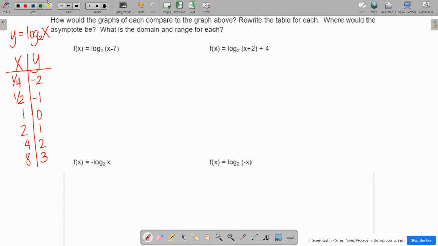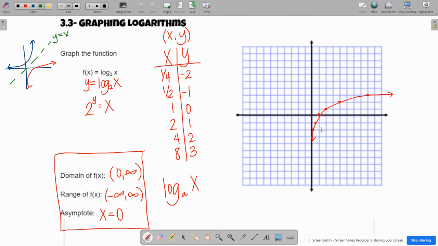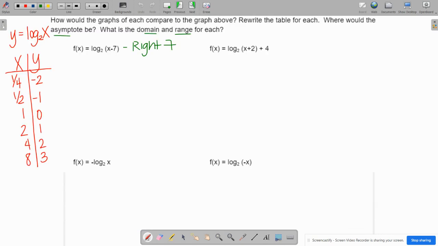So let's talk about this first one. We want to figure out how it compares to the original graph. We want to write a table for each. Where would the asymptote be? What's the domain? And then what's the range? So for this function, f of x equals log base 2 of the quantity x minus 7, if you're subtracting 7 from x inside these parentheses, that means that we're going to be moving the points right 7. So we'd essentially be taking this entire graph and moving it all right 7 points. When you move something to the right, what that means for your table is you are going to be adding 7 to the x coordinate, right?